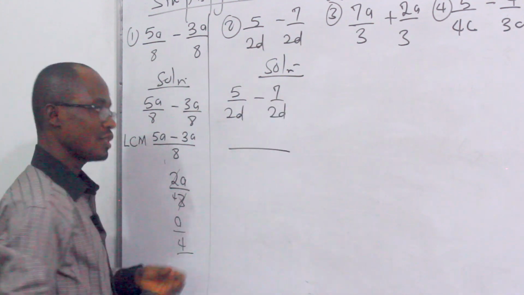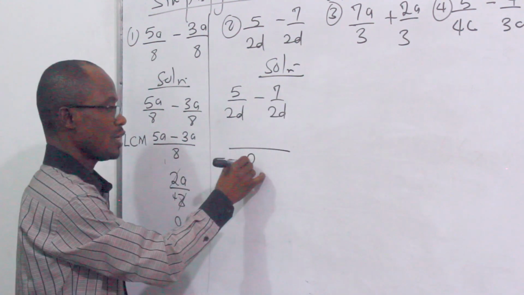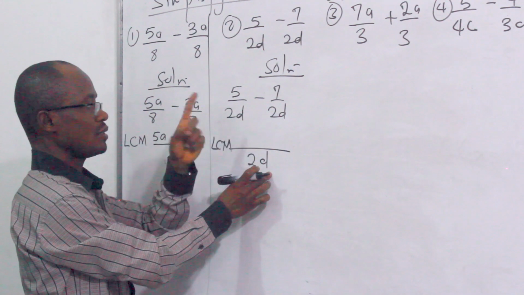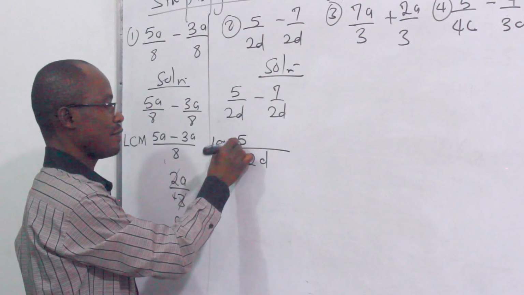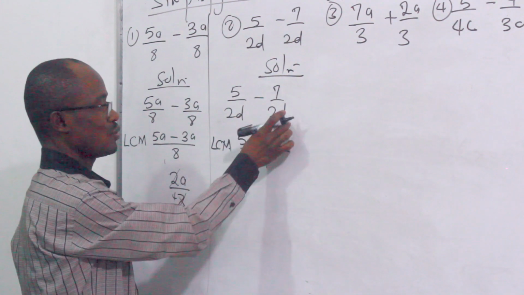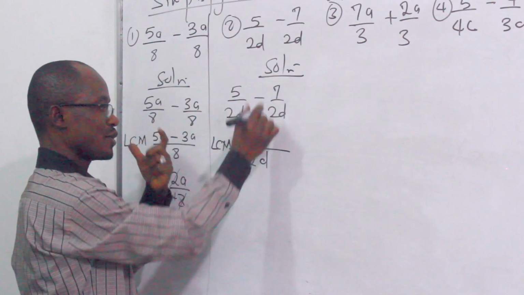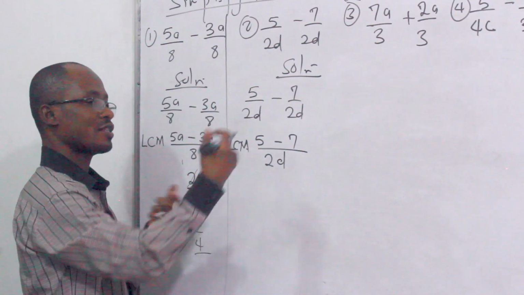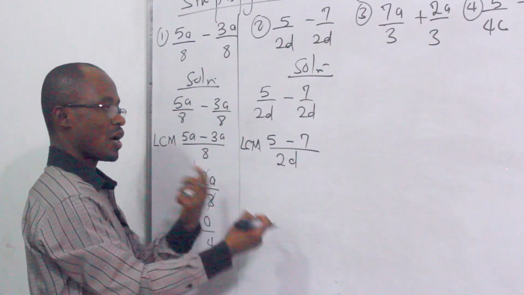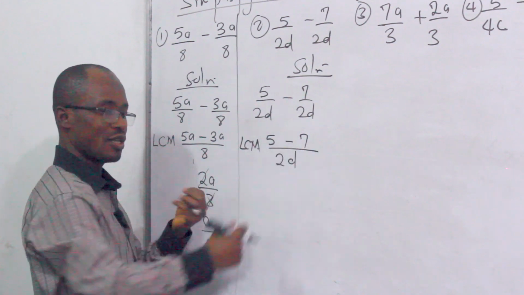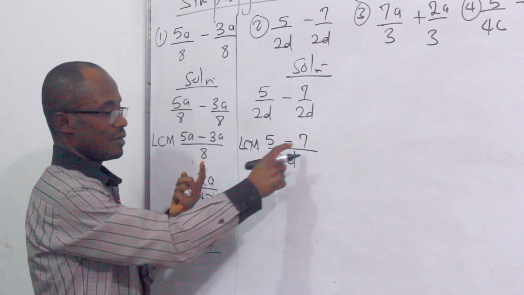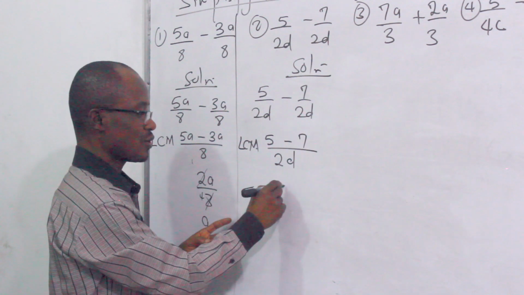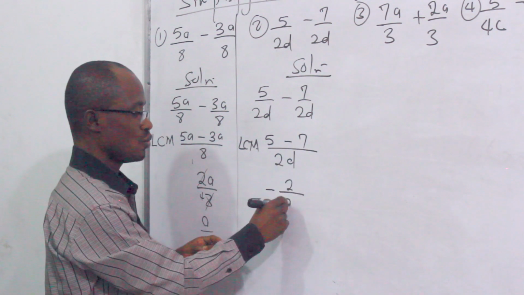The LCM is still the same thing, 2d. Take 2d as the LCM, the lowest common multiple. 2d goes into 2d once. 1 times 5, we have 5, then minus 2d into 2d, same 1. 1 times 7, 7. So with ease, we can subtract 5 from 7. But subtracting 5 from 7 will give a negative result. 7 minus 5 is 2. But 5 minus 7 is minus 2, all divided by 2d.